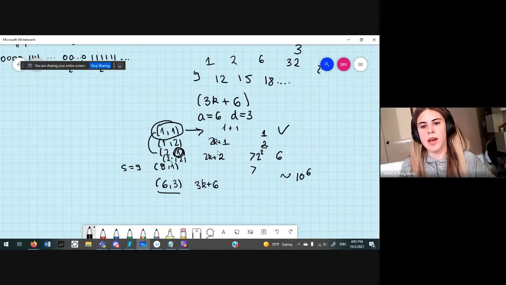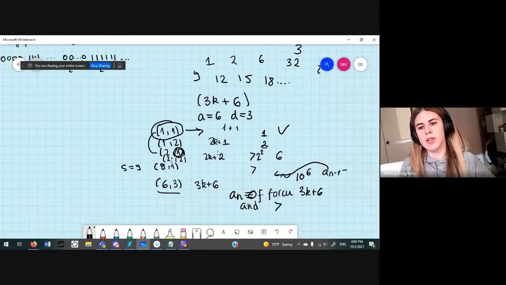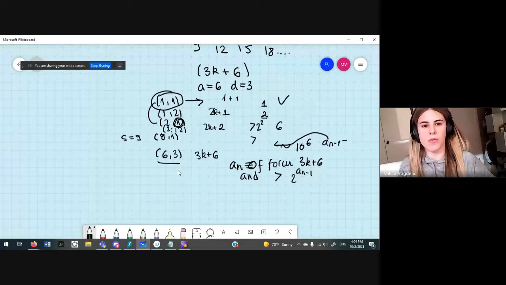I'll choose some a_n, where a_(n-1) is here. I would just choose a_n to be of the form 3k plus 6 and larger than 2 to the a_(n-1). So in this way, I go further with taking care of the sequence 4k plus 5. And I would also want that.